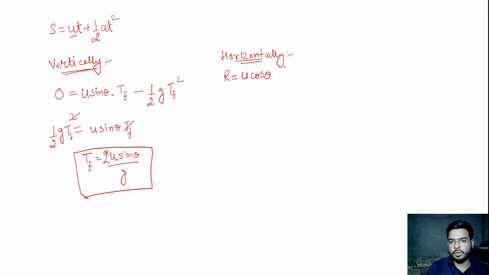This is u cos theta, and t is the time of flight here. Now plus 1 by 2 a, and in the x component there is no acceleration, so it is 0, so it is time of flight squared. So this one becomes 0 altogether. So we have only this, r is equal to u cos theta times tf, and here tf is equal to 2 u sine theta divided by g.